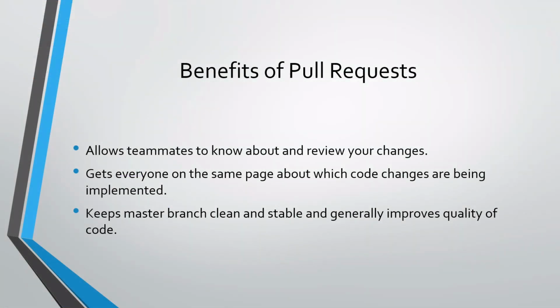Now that we've seen pull requests in action, let me tell you about some of their benefits. Pull requests allow teammates to know about and review changes before they go into master. They also allow everyone to be on the same page about what code changes are currently being implemented on the project. Also, they keep the master branch generally clean and stable, and they make sure that the quality of the code is high by making sure that all changes going into master are seen by multiple people.